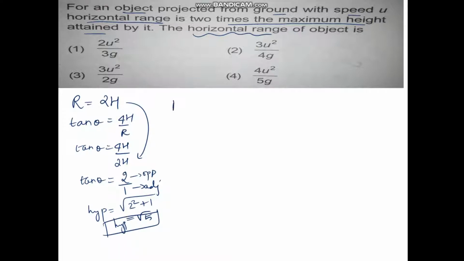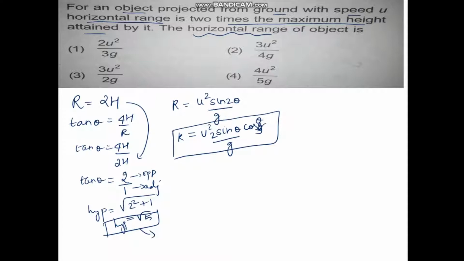What is the horizontal range formula? The range formula is u square sine 2 theta by g. So I can say u square into 2 sine theta cos theta by g. Here, from this we are writing that the opposite side is 2, the adjacent side is 1 and the hypotenuse side is root 5. What is the value of sine theta? Which is 2 by root 5. What is the value of cos theta? Which is 1 by root 5.